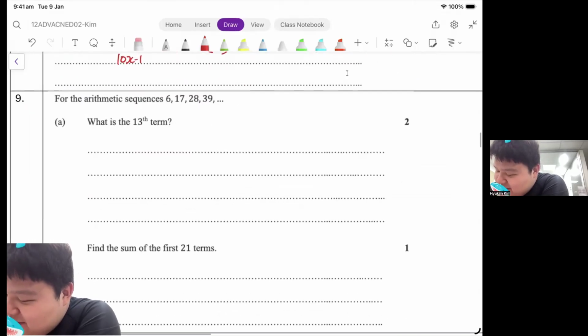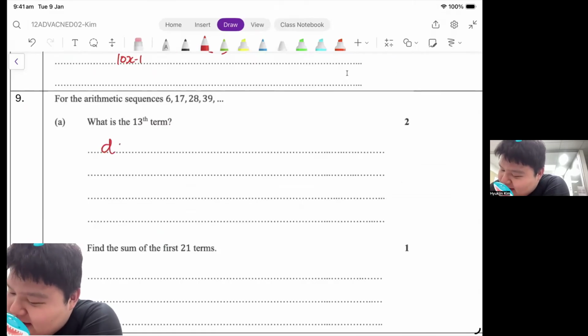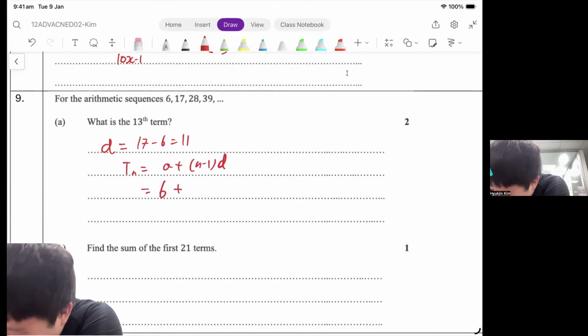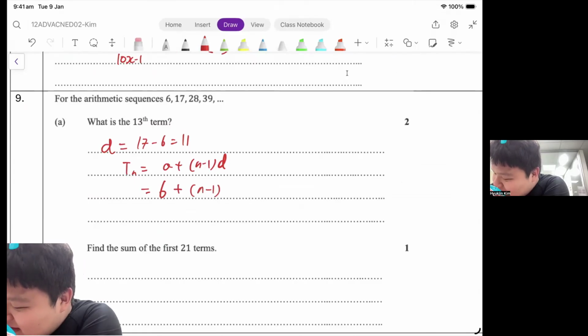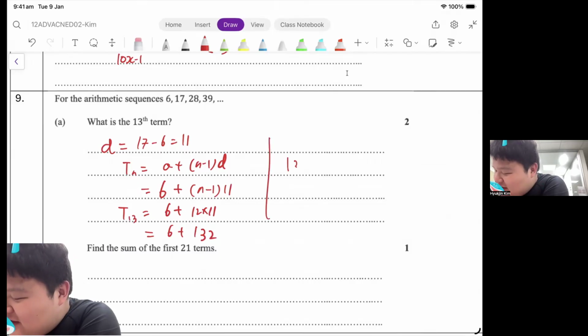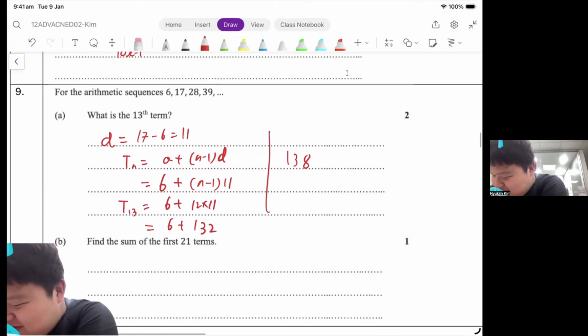Arithmetic sequence 6, 17, 28, 39. d equals 17 minus 6, which equals 11. Tn equals a plus n minus 1 d. Mr. Kim just likes to write that working out. 6 plus n minus 1 times 11. T of 13 equals 6 plus 12 times 11, which is 6 plus 132, 138. Yeah, if you trust your calculator, guys.